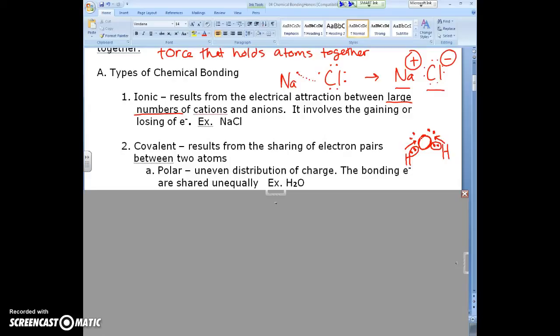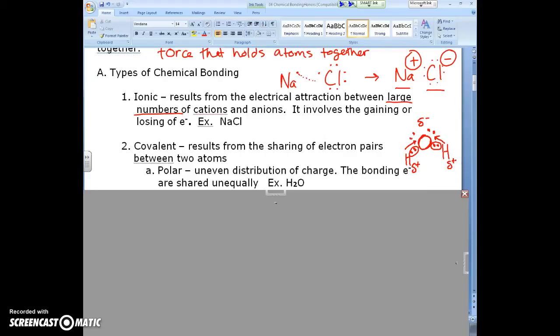Because it has more electrons spending time with it, it develops a slight negative charge. Here's the symbol for slight. It's a weird one, so slight negative. And because the electrons are being pulled away from hydrogen, it develops a slight positive charge on each end there.